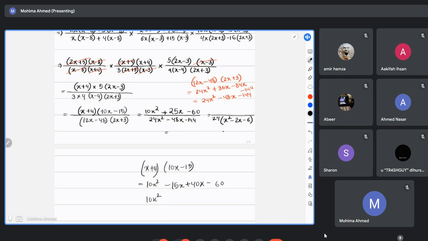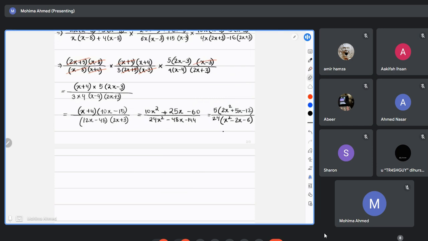I can take 5 common now easily. Right, 5 goes for 10, 25, and 60 for all the three numbers. So it will be 5 and 2x squared plus 5x and 60 over 5 is 12. Right. And then after this, I cannot simplify it anymore because in the denominator, now you have 24 and 24 and 5 cannot be cancelled with each other. So this one turns out to be your final answer. And no need to write this on your working. That was just the rough.